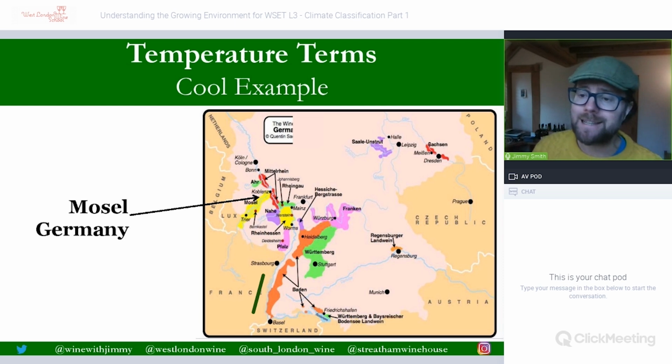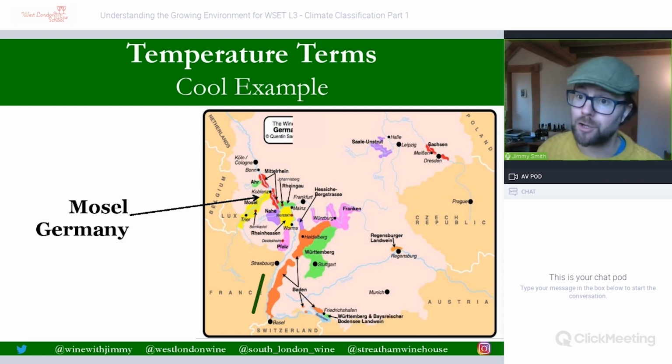Now, please, this is a generalization. There will be some instances when those temperatures may push it out of the category. So there might be some moderate years in Mosel, for instance. The 2018 vintage, for instance, in the Mosel was in fact classified as warm, which is 2 steps up.